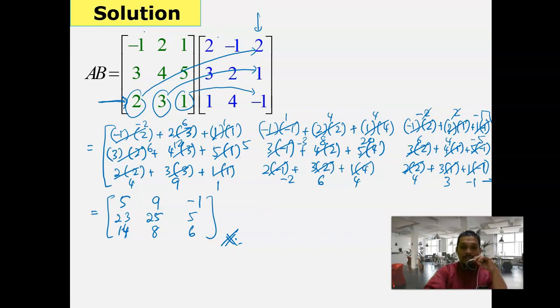Okay. So class, I do hope that all of you know how to multiply between these two matrices of 3 times 3 with 3 times 3 here, slowly one by one, every row with every entry on every column here. Okay.